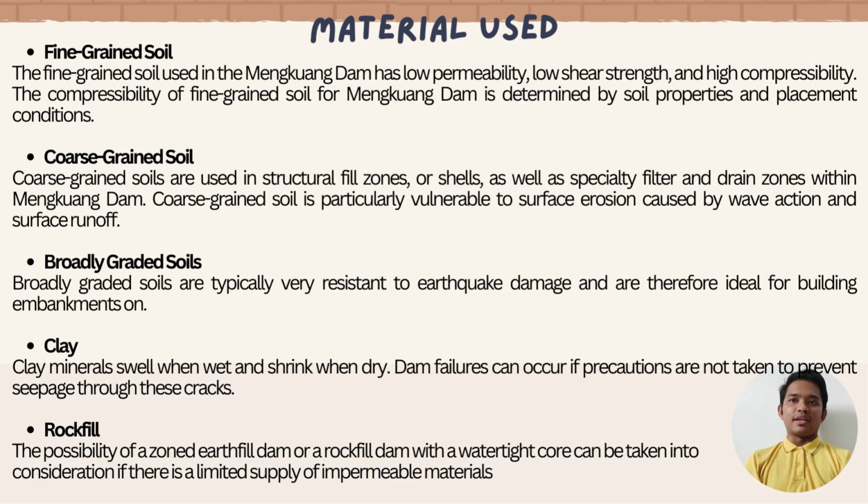Next material is clay. Clay mineral used in construction can swell when it's wet and shrink when it's dry, so it's very suitable for this embankment construction. Next is rock fill. The possibility of a zoned fill dam or rock fill dam like this Mengkuang Dam with a watertight core can be taken into consideration if there is a limited supply of impermeable material.